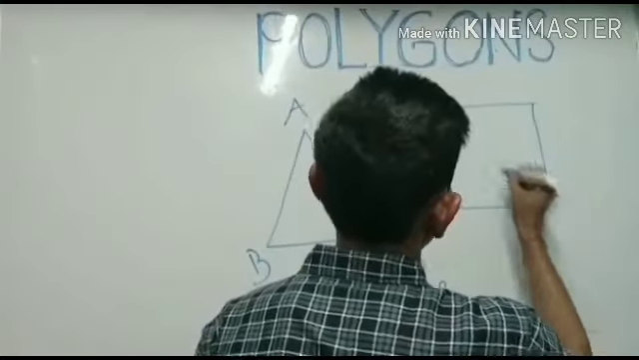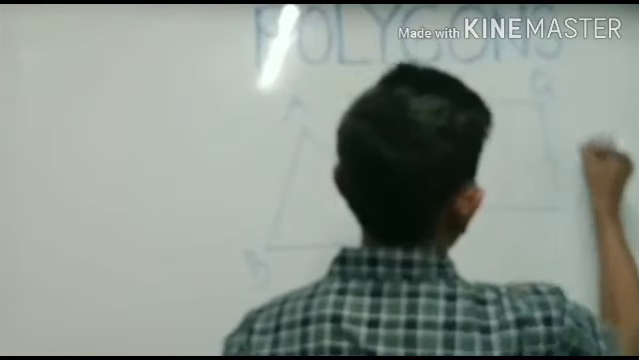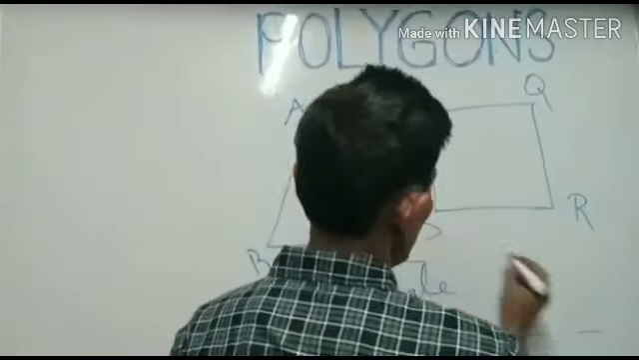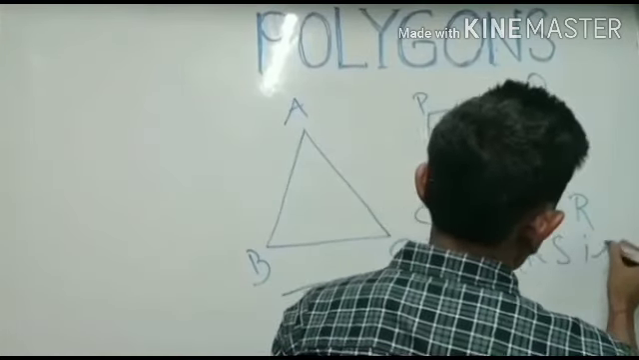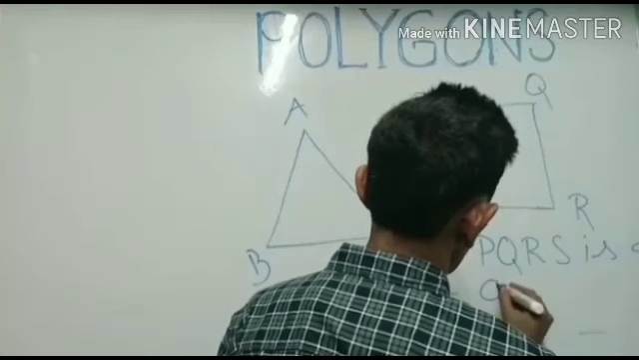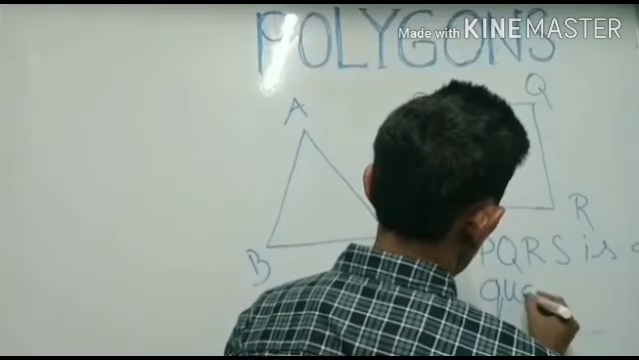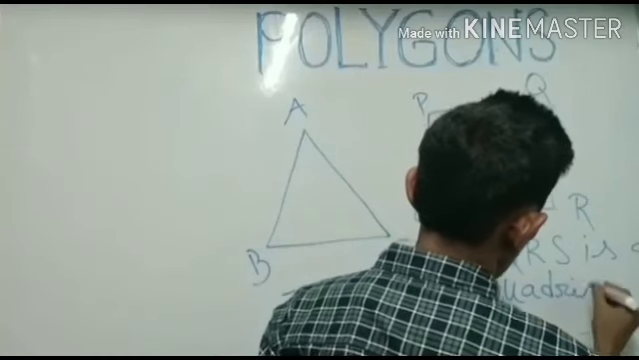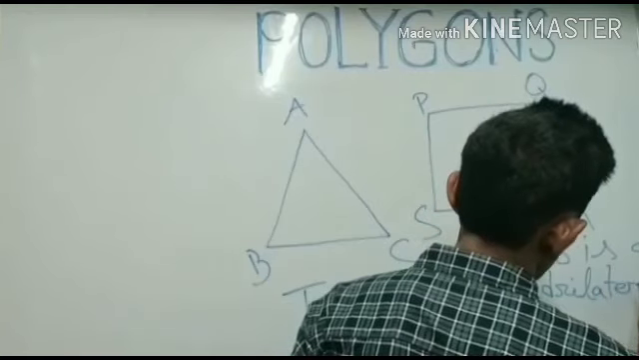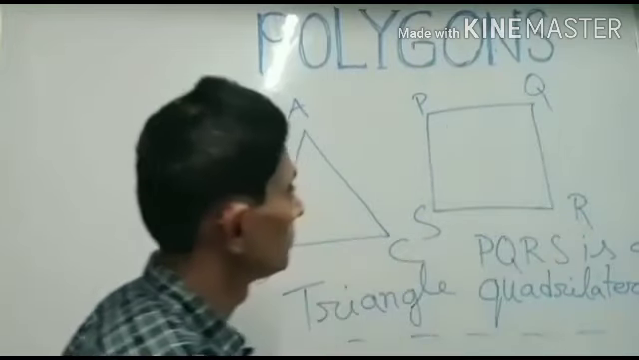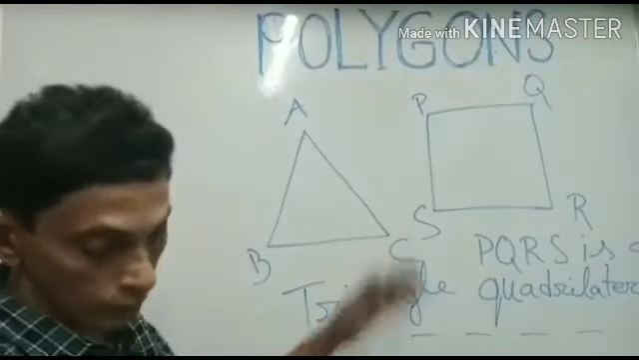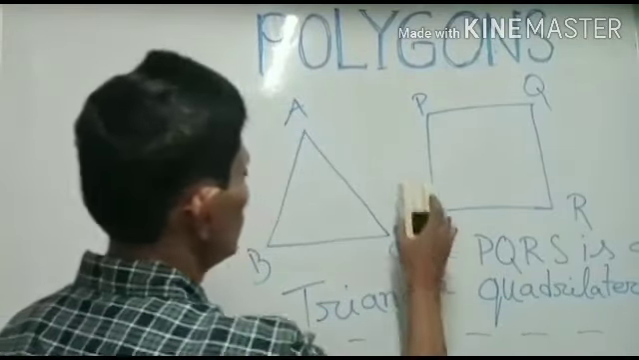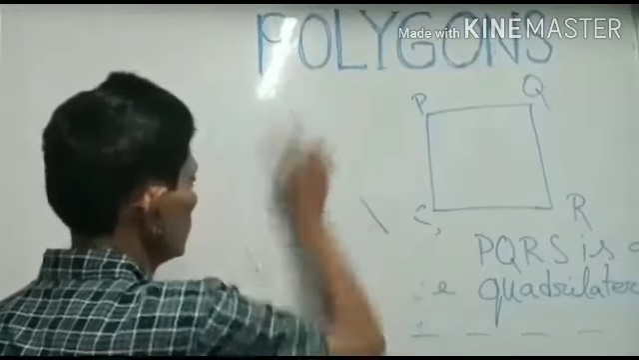Here PQRS is a quadrilateral. PQRS is a quadrilateral, that is also a polygon.